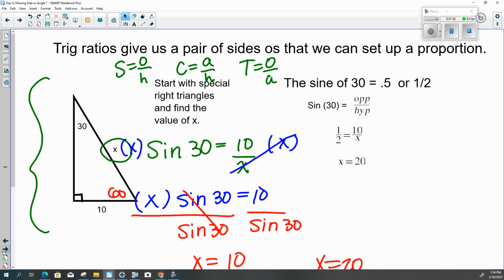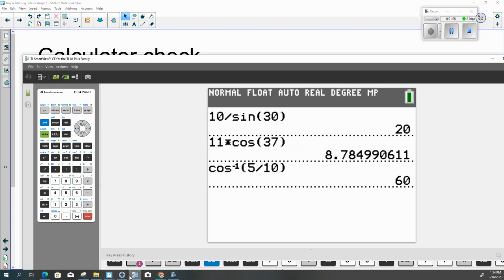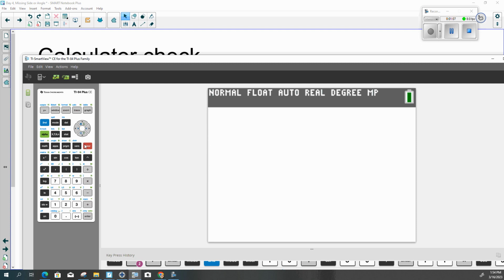Oh, I do need to go over this. Okay, on your calculator. If you don't have your calculator, you're going to need it today, so go grab it. And then check at the top. If somebody has reset your calculator back to the factory settings, it's in radian. So right here, yours will say radian. If yours says radian, you're going to get all the wrong answers for every single problem on the worksheet.